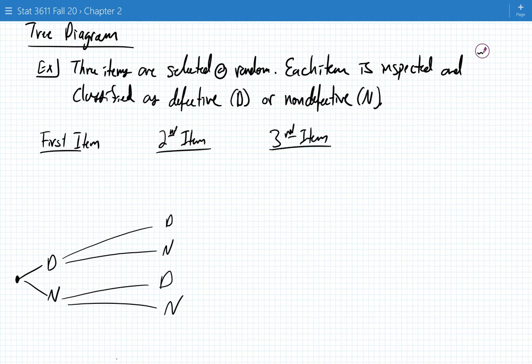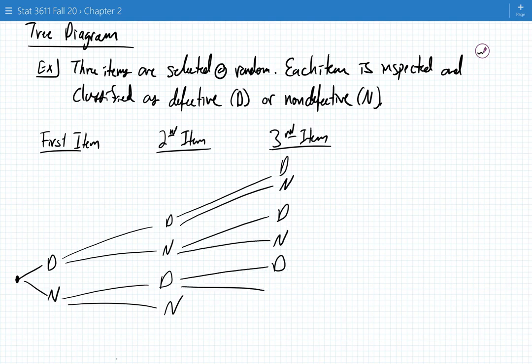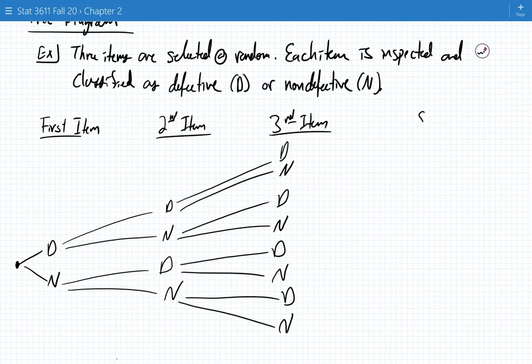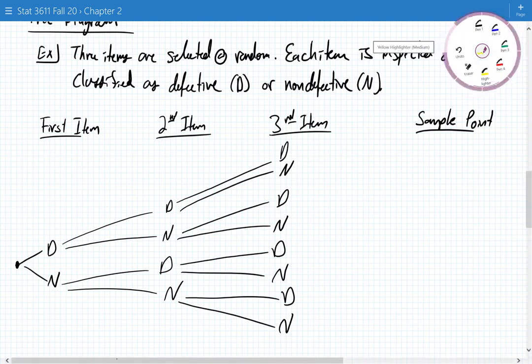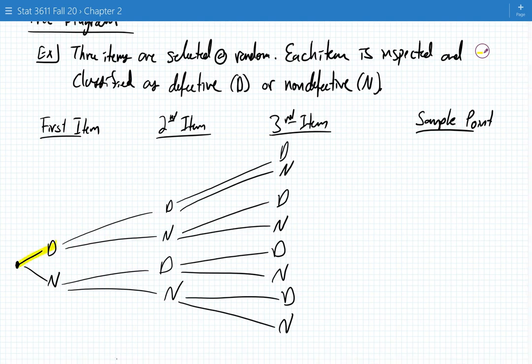So we can extend a branch from each of these 4 possibilities now. So we can go defective or non-defective there, defective or non-defective here, defective or non-defective here, so on and so forth. And if you had 4 items, 5 items, you could continue in this fashion. And this would be nice because now we can make sure that if we wanted to list all these out, we're not missing any potential sample points. And so what is a possible sample point? Well, follow a branch all the way through.